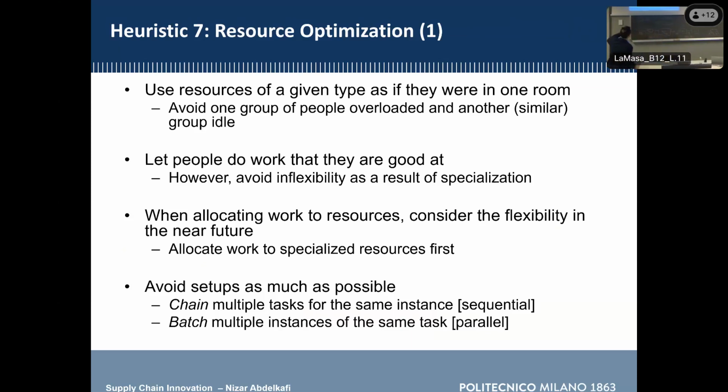And then this is something else: avoid setups as much as possible. We have two techniques here. One is called chaining and the other is called batching. Chain multiple tasks for the same instance, this is sequential, or batch multiple instances of the same task.